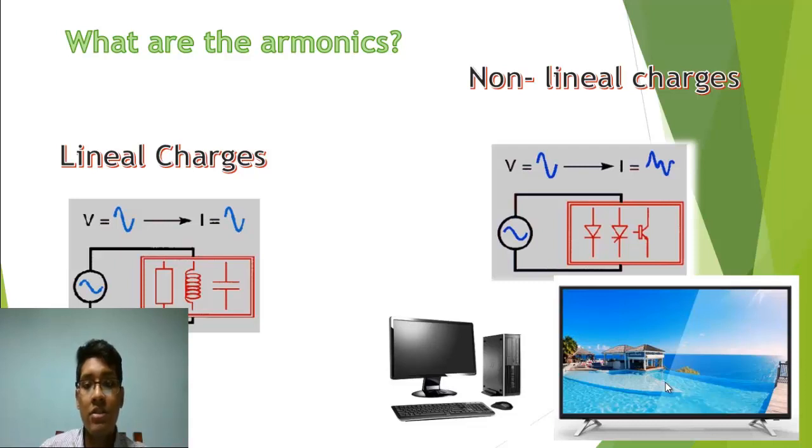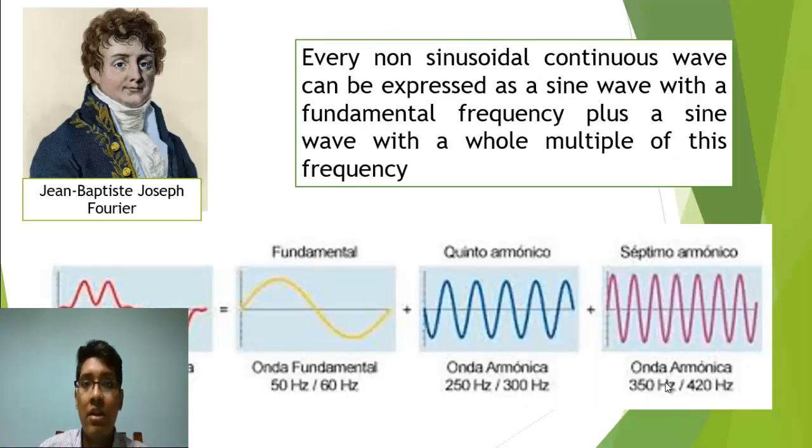Currently, in our homes, it is normal to have computers, TV, microwave, fluorescent tubes, etc. These are nonlinear loads that distort the current wave or voltage wave depending on the type of nonlinear load.